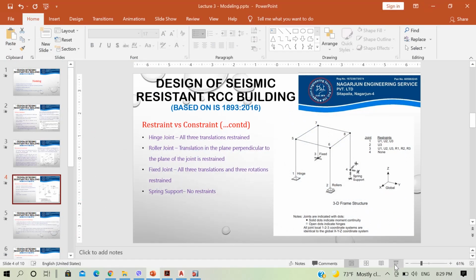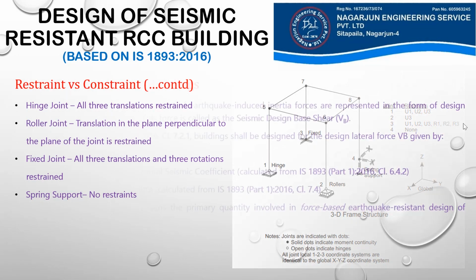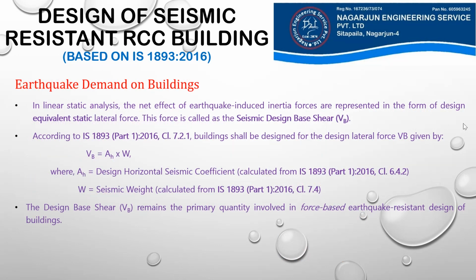So let us continue with our presentation. We have seen what is a restraint or constraint. Now let's come to earthquake demand on buildings. In our demo class, in the first of all the lectures, we saw what is meant by earthquake capacity of the building and earthquake demand on buildings. Earthquake demand is that force which is imposed on the building, and in our equivalent static force process or linear static procedure, that force is applied as a base shear at the base of the building.